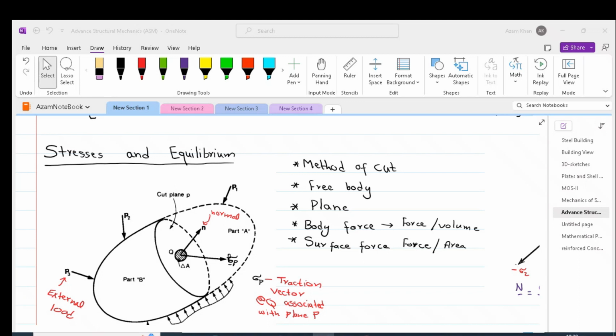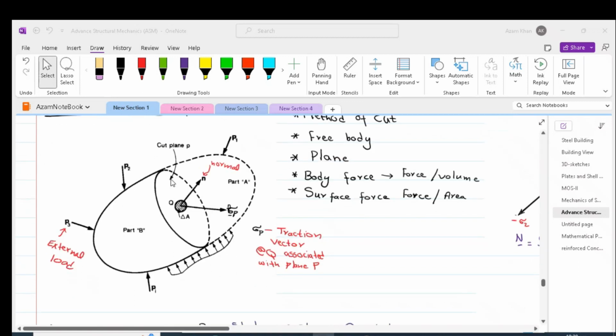is normally used. In the method of cut, a body is imagined to be cut into two parts. One part is discarded, and its action on the remaining part is considered. The actions include internal forces, moments, etc.